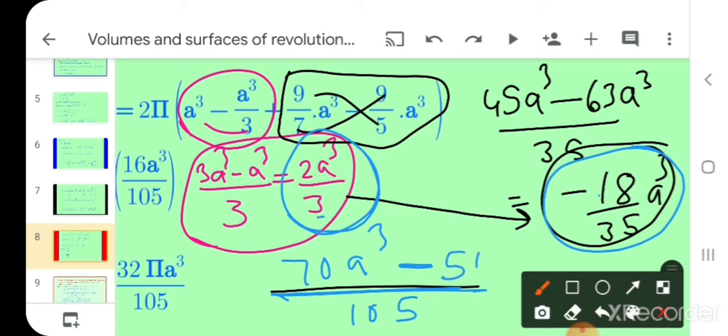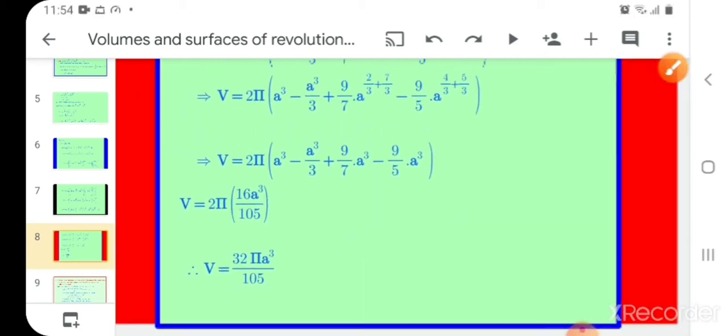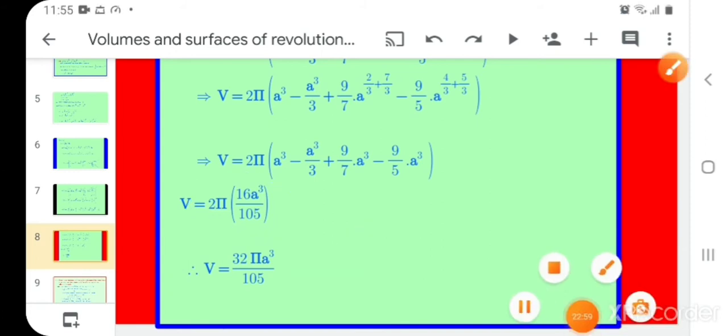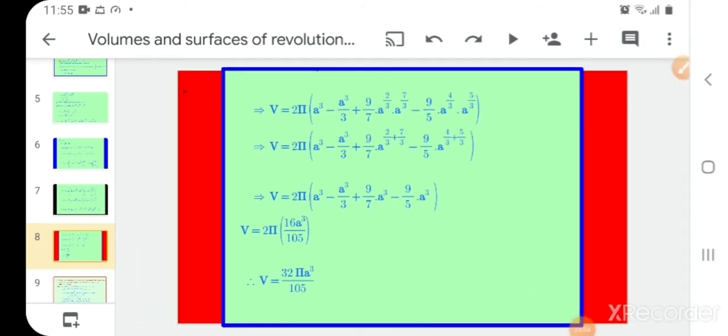70 minus 54 is 16 a cube. So what we get here? 16 a cube by 105. And 2 pi is outside. After multiplying we get 32 pi a cube by 105. This is the volume of the given curve revolved about the x-axis.